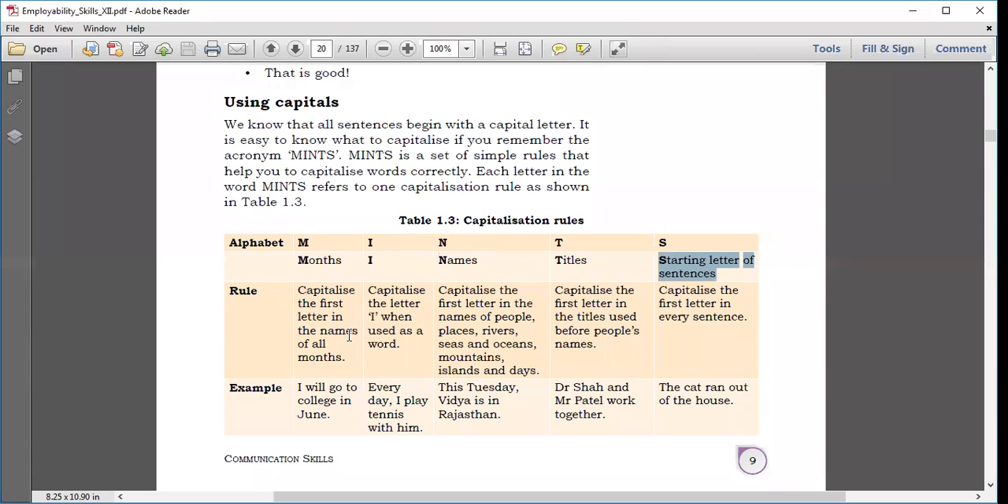Capitalize the first letter of the names of all the months, right? Capitalize the I whenever you're using it. Capitalize the names of people, places, rivers, oceans, seas, mountains, islands, days, etc. Capitalize the first letter in the title used before people's names, right? So title जो है जैसे डॉक्टर है, मिस्टर है, तो उसका फर्स्ट लेटर कैपिटल होना चाहिए. Starting letter of the sentence should be capital. So this rule you must know. MINT is a rule, right?